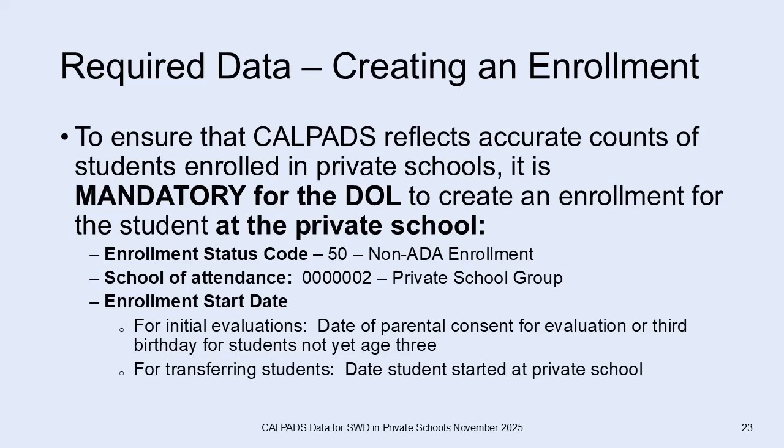Okay, and here's what that enrollment looks like. It's an enrollment status of 50. The private school code or private school group code is 00000002. And then following the guidance on the previous slide, for initial evaluations, the enrollment start date would reflect either the date of parental consent, or if the student's not yet 3, it would be the student's 3rd birthday. And then for transferring students, it's actually when they entered the private school.